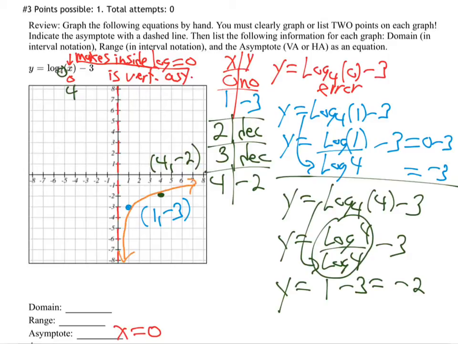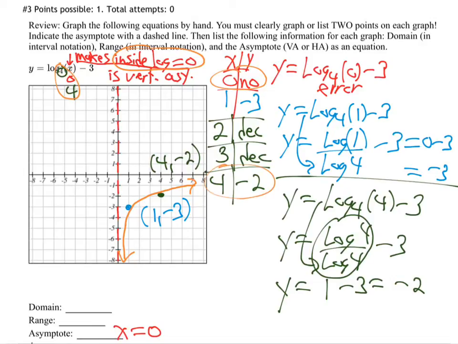It's going to go like that. There's the log graph. It's concave down. It's like a bowl turned down. So notice again, we pick what makes the inside of the log 0, and that was just 0 in this case, and then we pick what makes the inside of the log match the base, and that was 4.